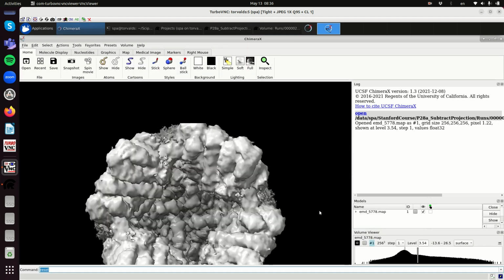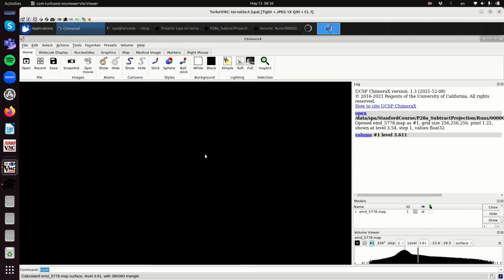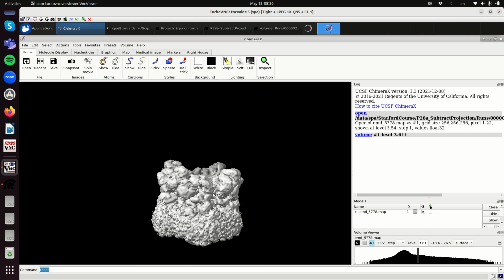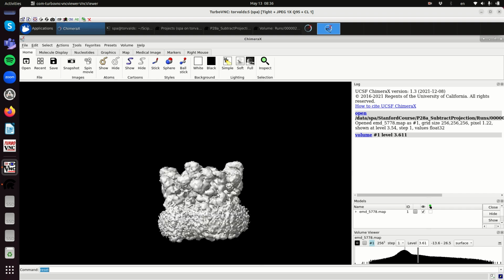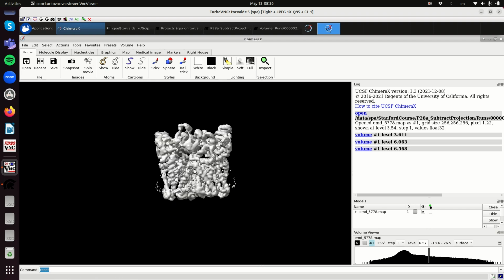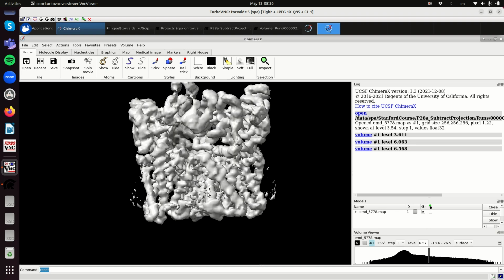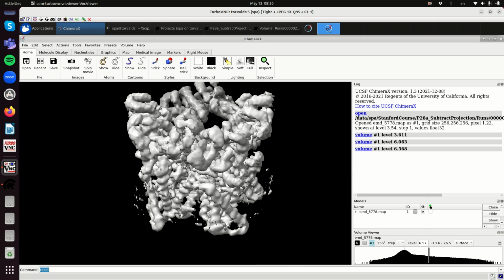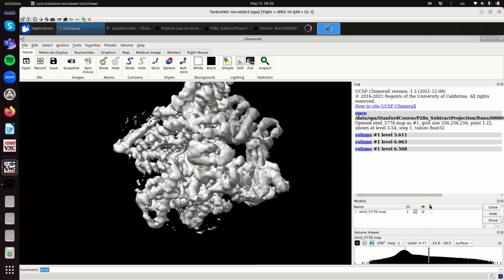So we have it here. So here is the nanodisk, and here is the protein outside. If we raise the threshold, then we can see the transmembrane helices here, and this is the structure outside. Okay, so we have these particles.